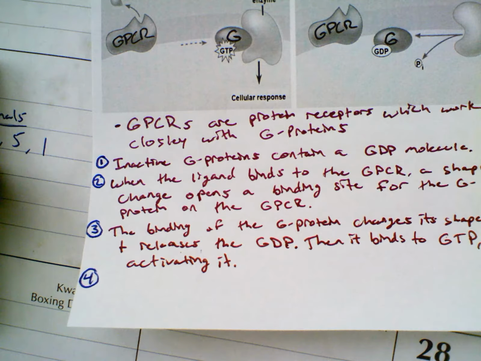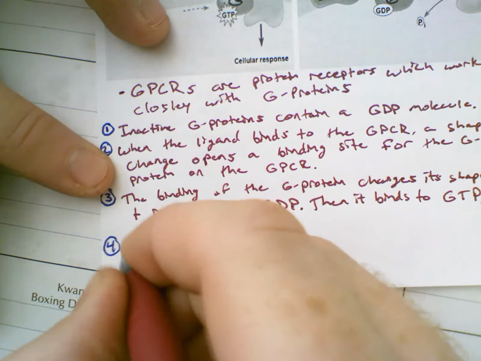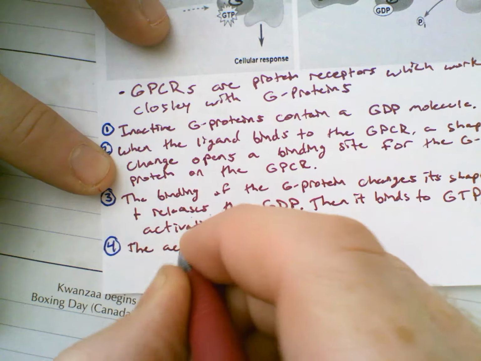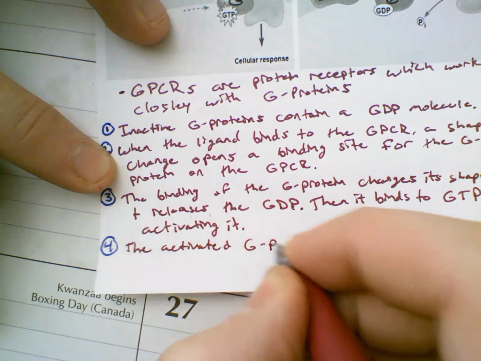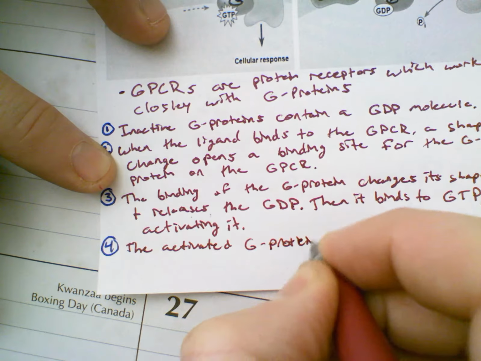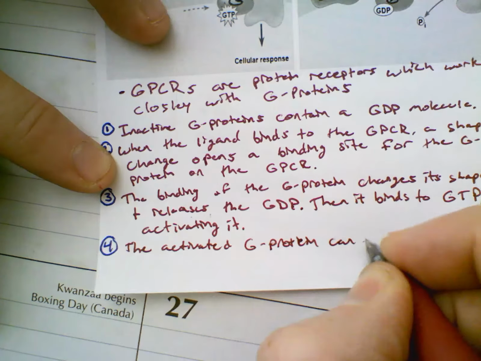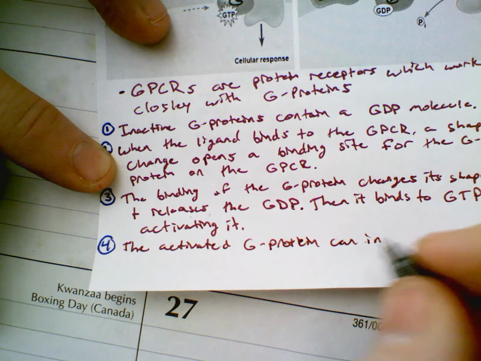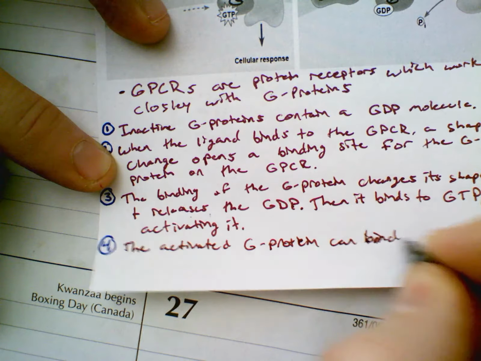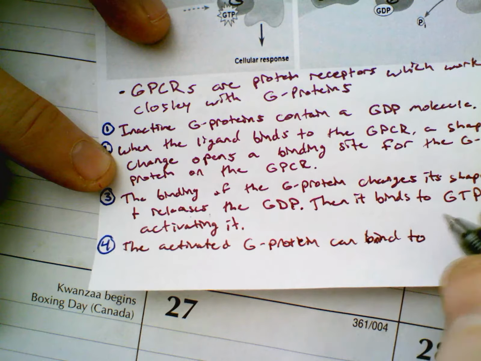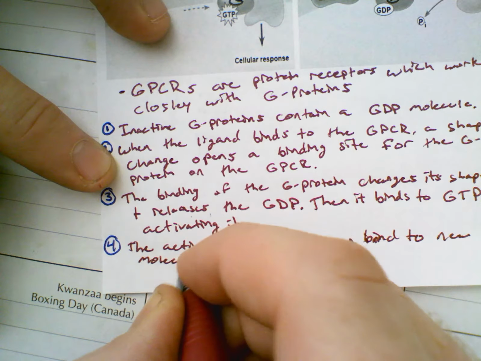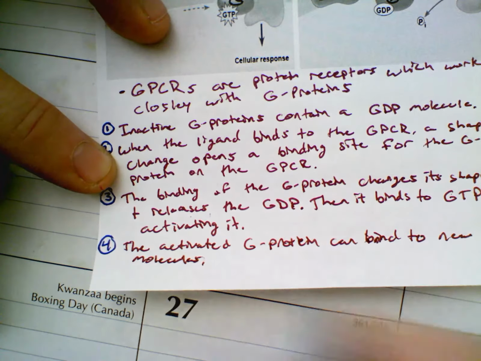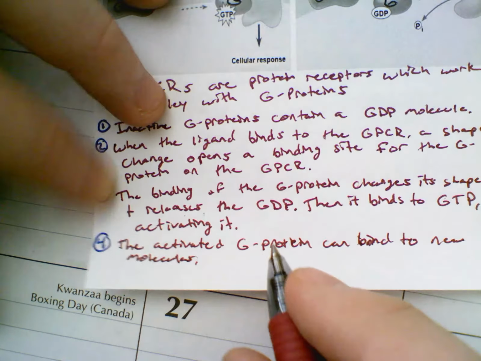The G protein is now going to be able to bind with a new molecule. So the activated G protein can bind to new molecules, relaying the original signal.